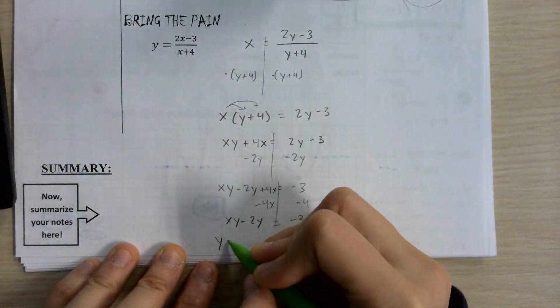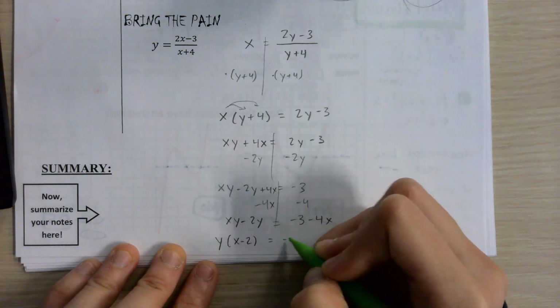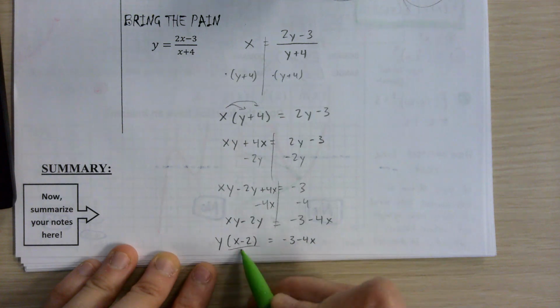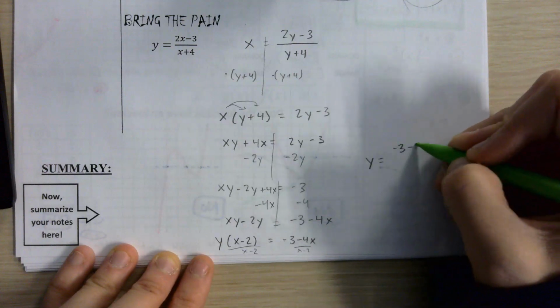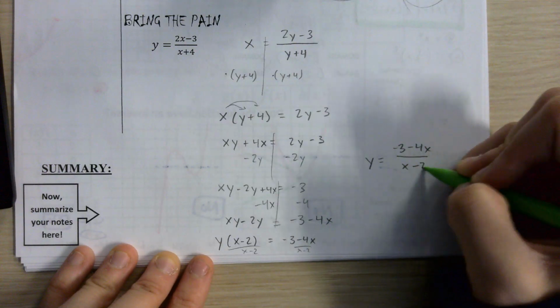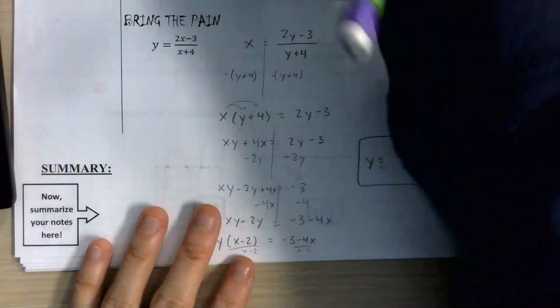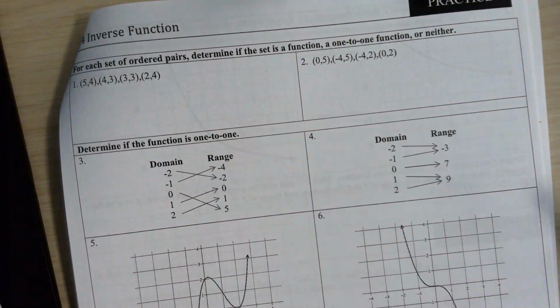Okay, now we're going to pull out the y, so we're going to anti-distribute. y times x minus 2 equals negative 3 minus 4x. And then finally we're going to divide both sides by x minus 2. So we get y equals negative 3 minus 4x over x minus 2. And that's our inverse. So make sure that you're doing the practice problems and checking the answers, because the inverses are pretty tricky. But it's really just solving for y, right? Solving for a variable.